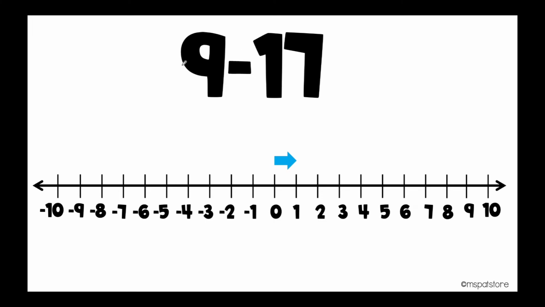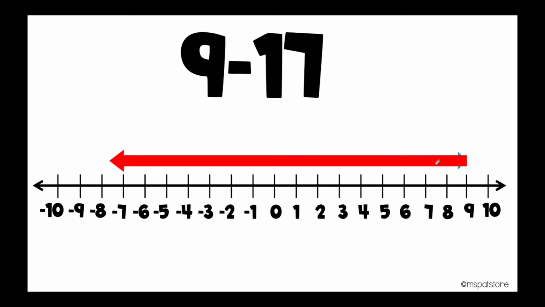9 minus 17. The first thing that you need to take a look at is that the first number is positive 9. So you need to place the arrow right on the 0 in your number line and draw it all to the right until you get to positive 9. And now you're going to take away, you're going to subtract 17. So we're going to go all the way to the left 17 places until you get, in this case, negative 8. So now you know that positive 9 minus 17 is equal to negative 8.